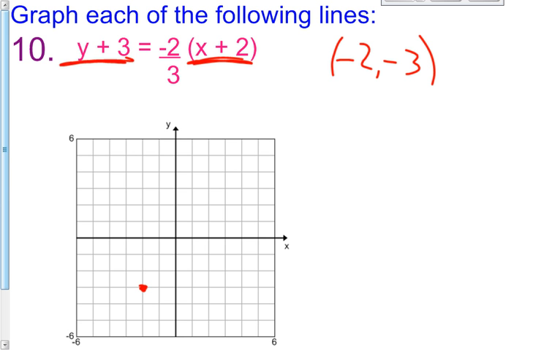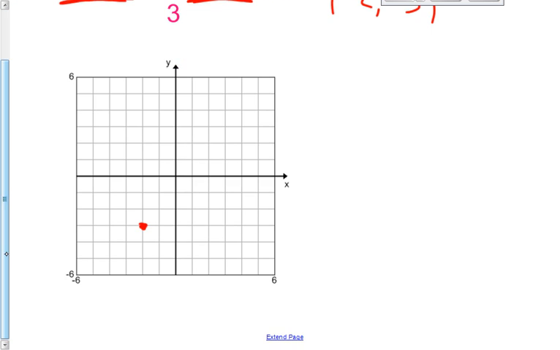And then your slope is a slope of a negative 2/3. So it's a rise of a negative 2 and a run of 1, 2, 3. Connect those 2 dots with a straight edge. And that is it for graphing lines. That maybe looks a little bit off.